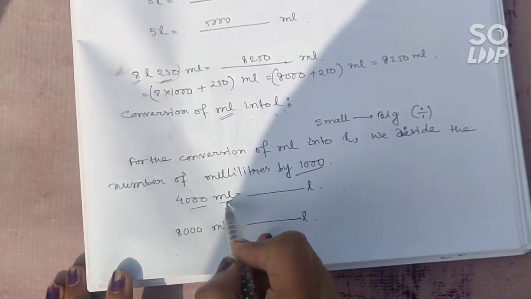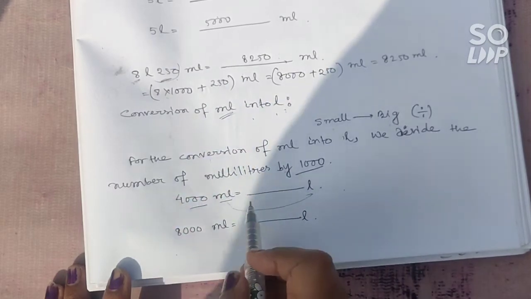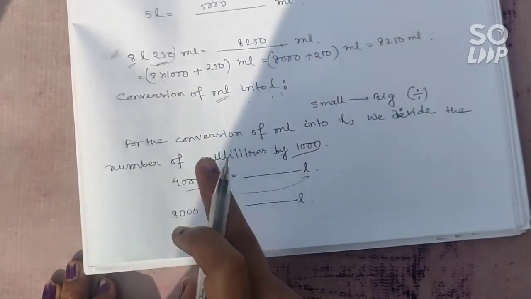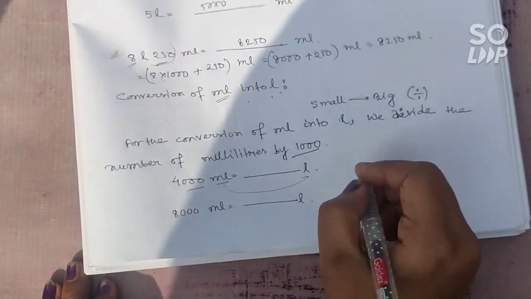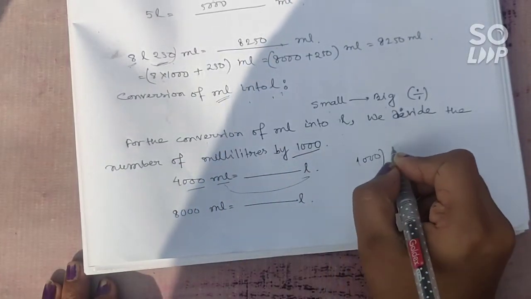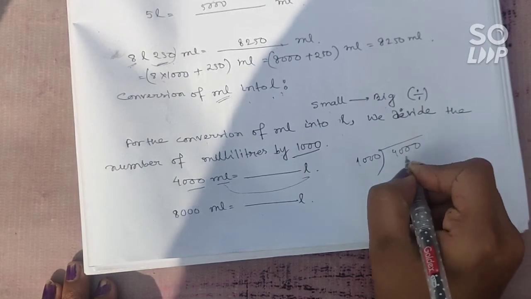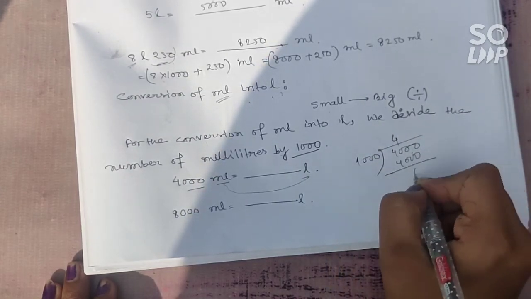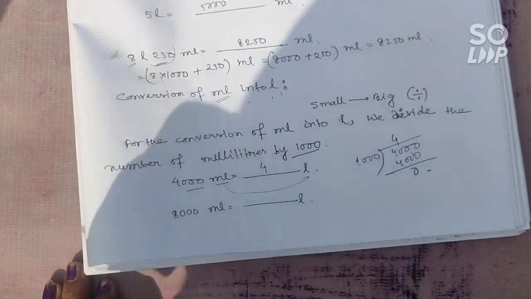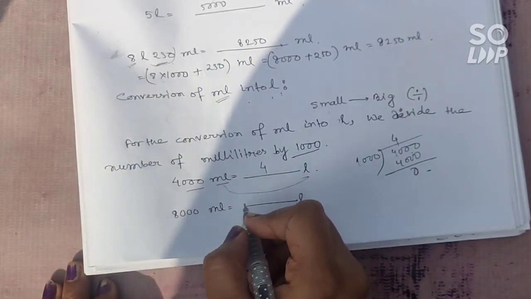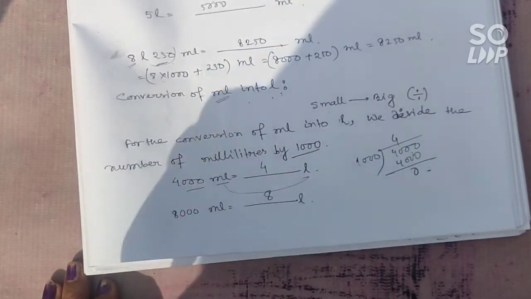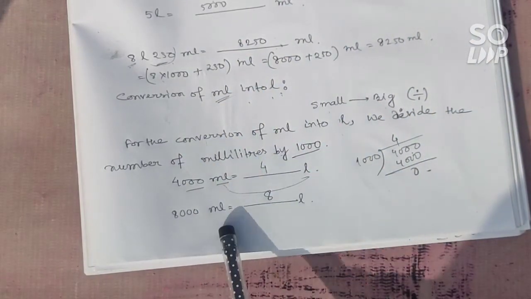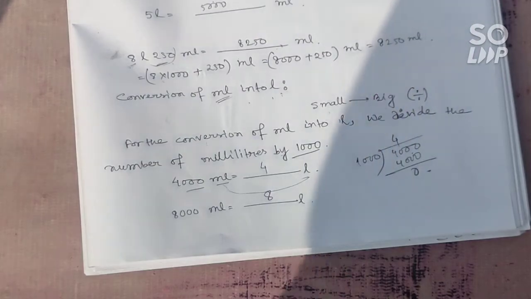Okay, so this one, 4000 milliliters equals how many liters? You know that to convert milliliters into liters, we have to divide. So 4000 milliliters কে লিটারে কনভার্ট করতে গেলে আমাদেরকে 1000 দিয়ে ডিভাইড করতে হবে. 4000 divided by 1000. 4 ones are 4. So this is 4 liters. 8000 ml equals 8 liters, because 1000 দিয়ে 8000 কে ডিভাইড করলে আমরা 8 পাবো. So 8000 ml equals 8 liters.